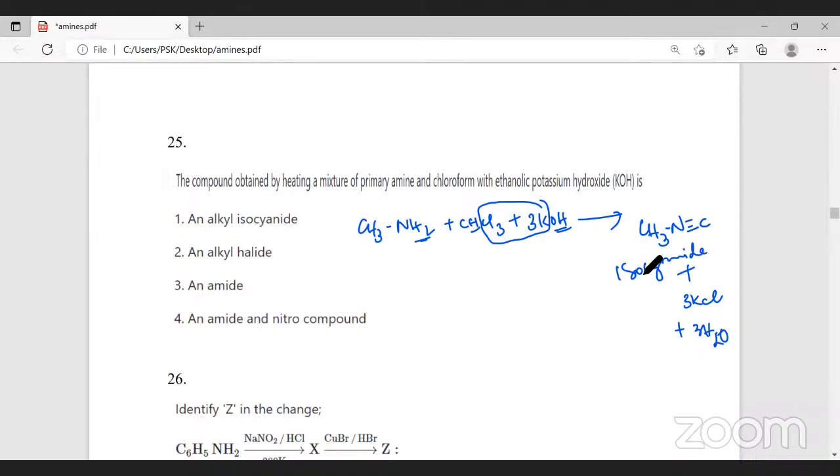This methyl isocyanide is toxic. And this is alkyl isocyanide in general. So this is called the carbylamine reaction. This is called the carbylamine reaction. So the answer for this question is option 1.